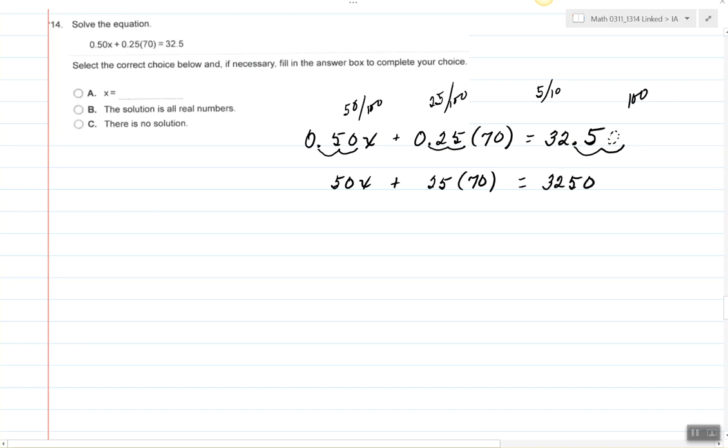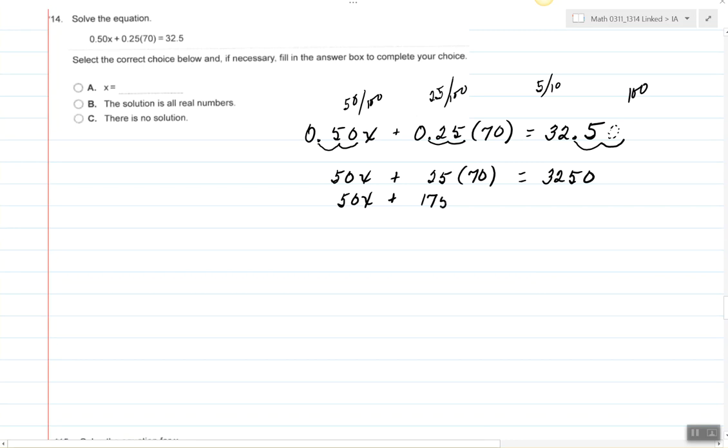3,250. I did not move the decimal on the 70 because it's part of a product, and when I multiply the 25 times that, I will be affecting the 70 then. So I have 50x plus, let's see, 25 times 70 is 1,750 is equal to 3,250. Subtract 1,750 from both sides.